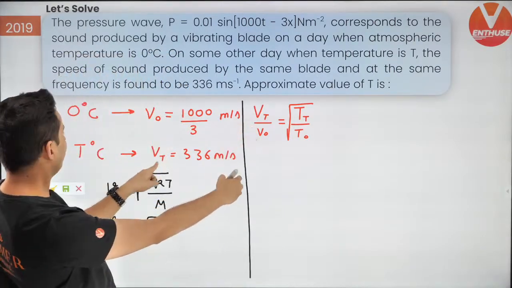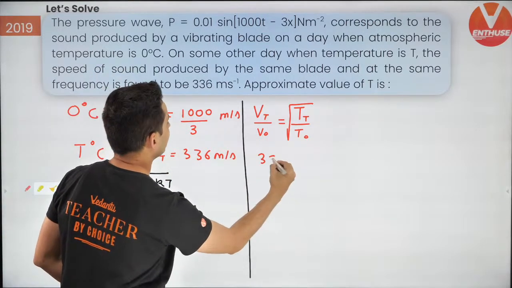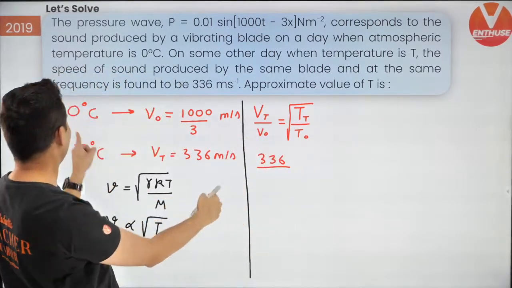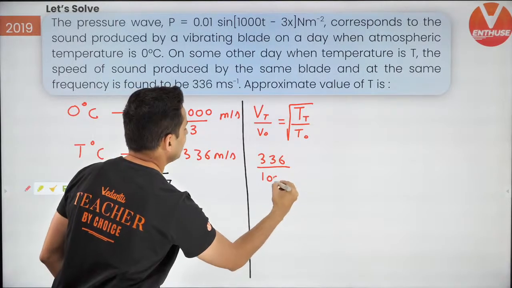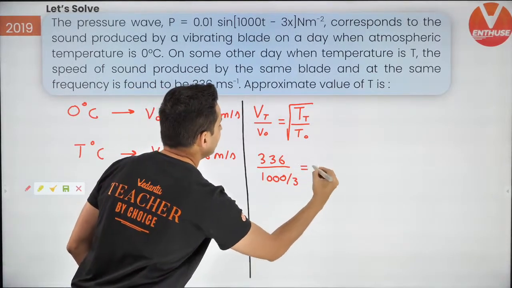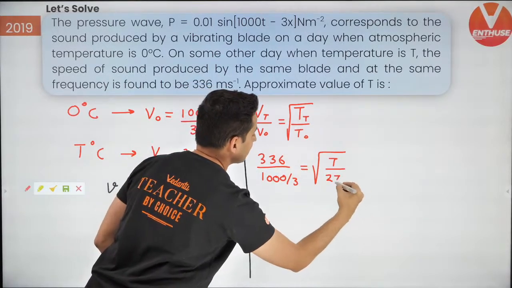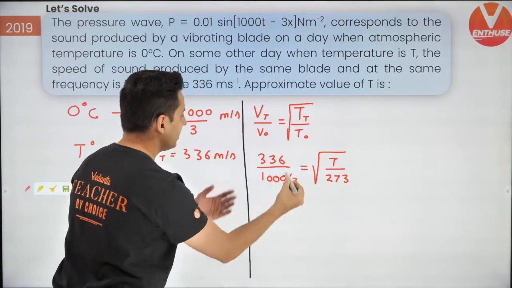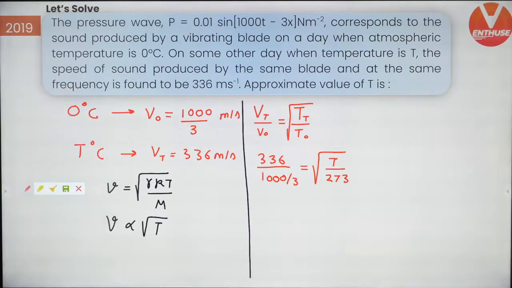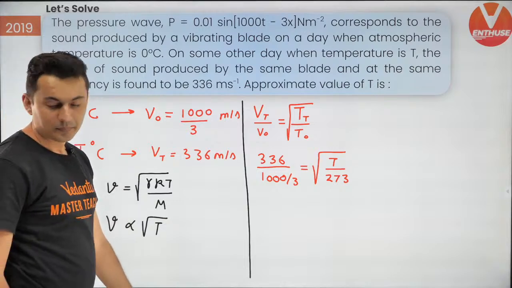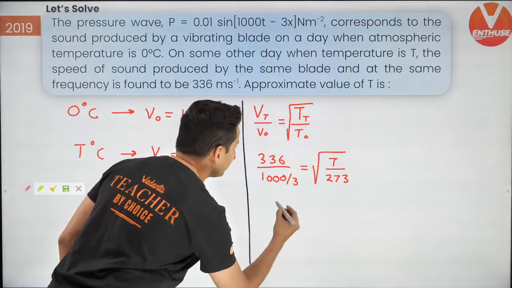So therefore, Vt is how much? 336 divided by V0, which is 1000 divided by 3, equals root of temperature in Kelvin upon temperature at 0 Celsius in Kelvin. Okay, now 336 into 3, guys. 336 into 3, think about it. How much will it become? Come on guys, tell me, 336 into 3.